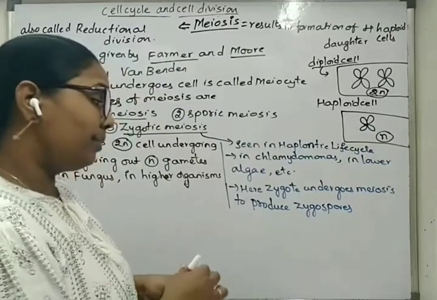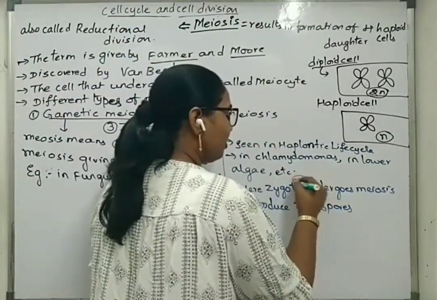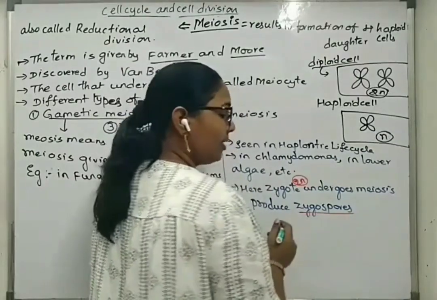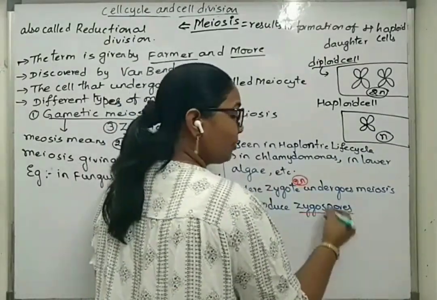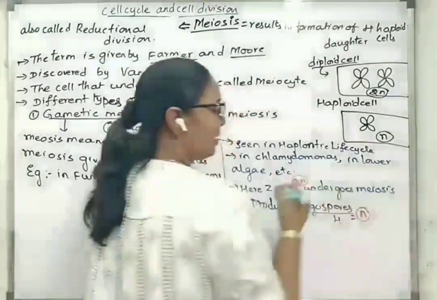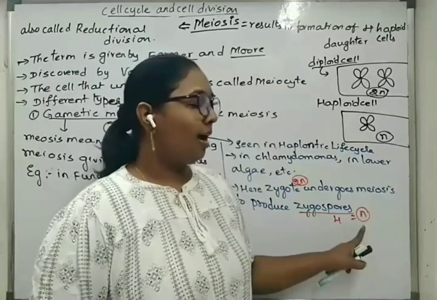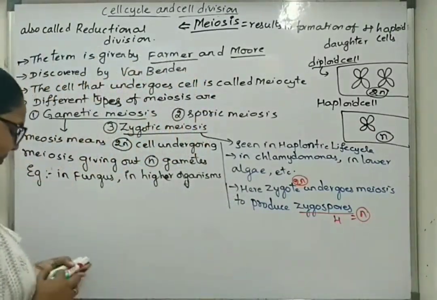Now, we'll write the ploidy. The zygote that is undergoing meiosis is 2n, but after undergoing meiosis or reduction division, the produced offsprings, which are 4 in number, are haploid. Each daughter cell is haploid, means having half the number of chromosomes.